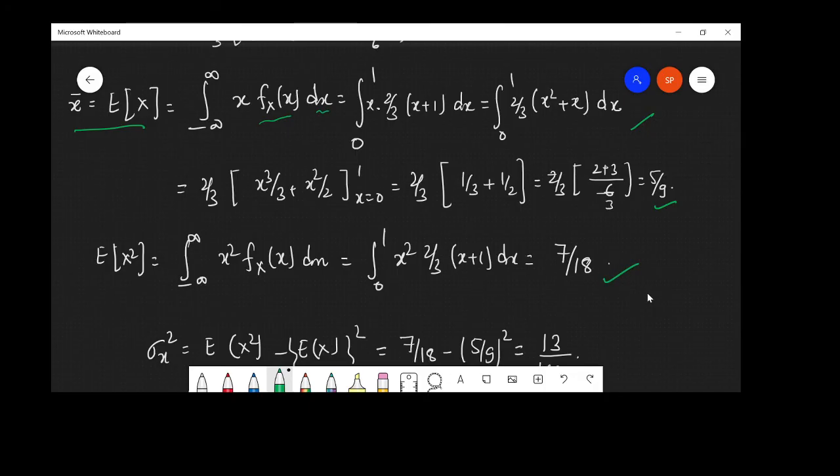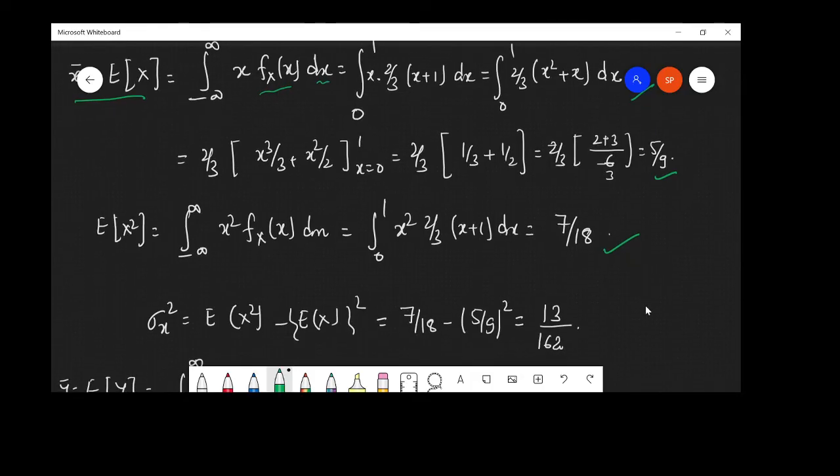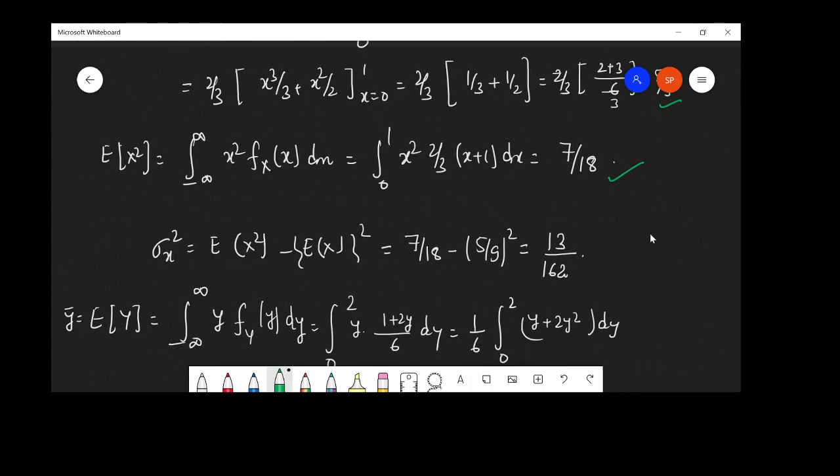So now we need to find sigma x square. Sigma x square is the variance of x, which is the expectation of x square minus the whole square of the expectation of x. We have already found the values. Here it is 7 by 18 minus (5 by 9) whole square, which is equal to 13 by 162.